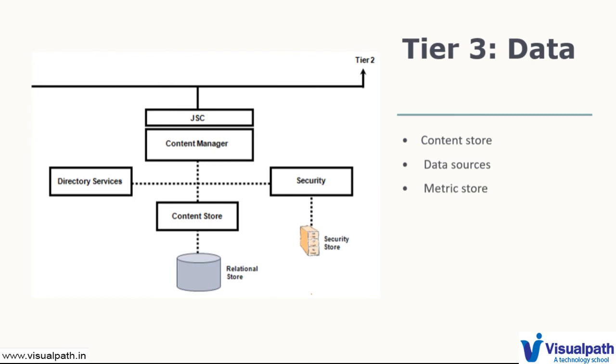And then we have the metric store. It was one of the tools of Cognos called Metric Studio, and the data related to Metric Studio was stored in the metric store. So these are the very basic information of the Cognos architecture. In our next tutorials, we will try to understand how we can create the report.